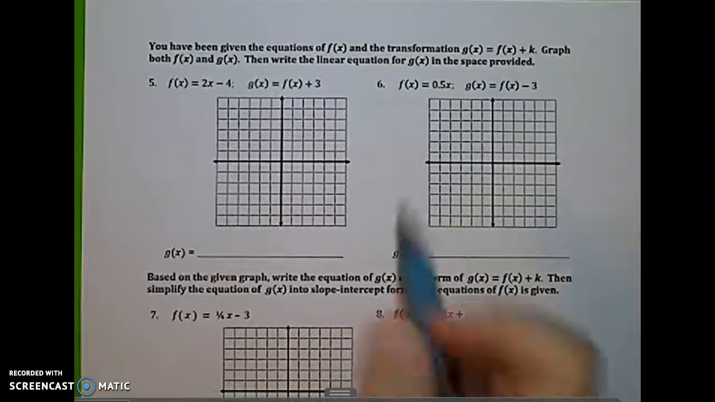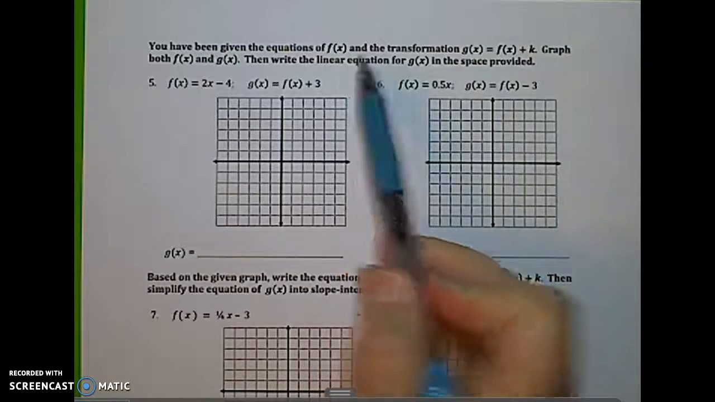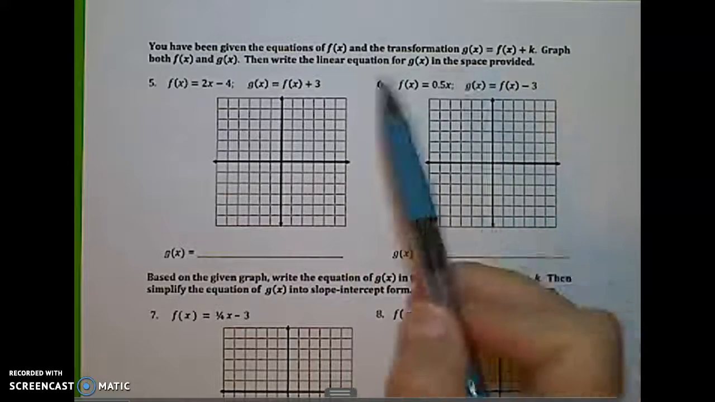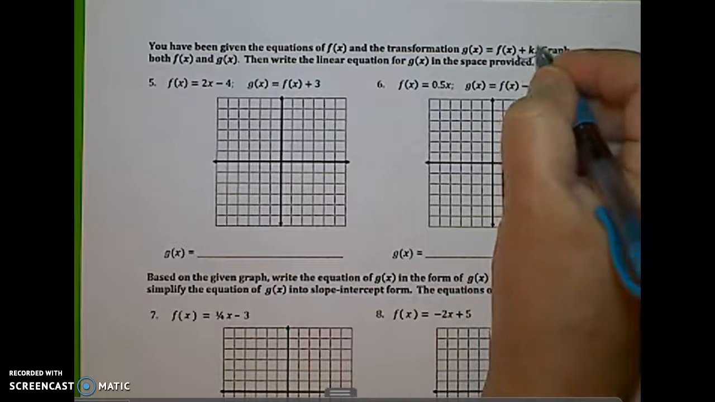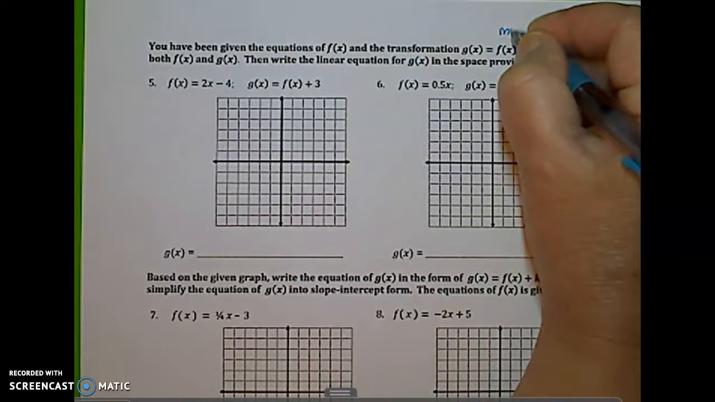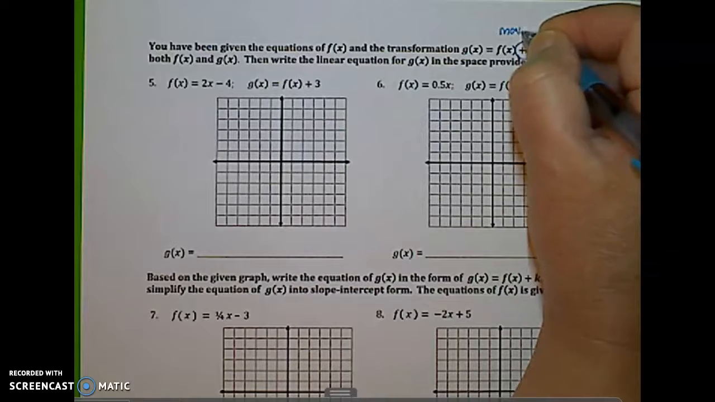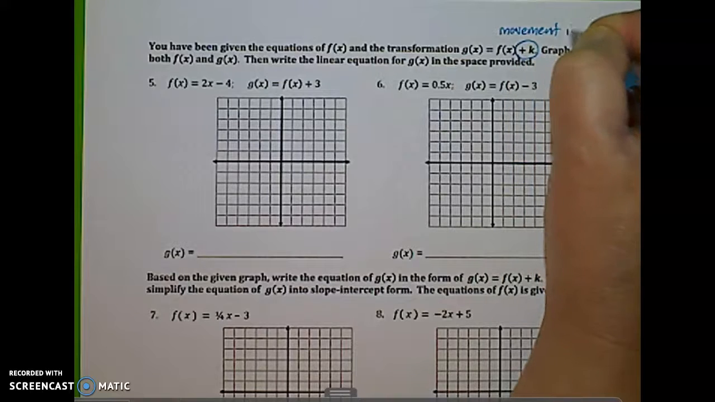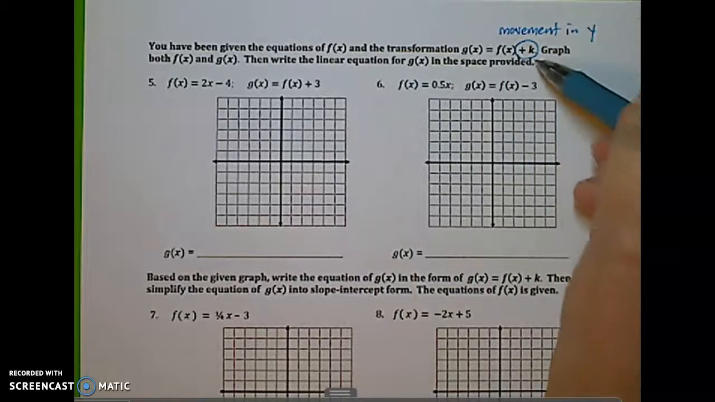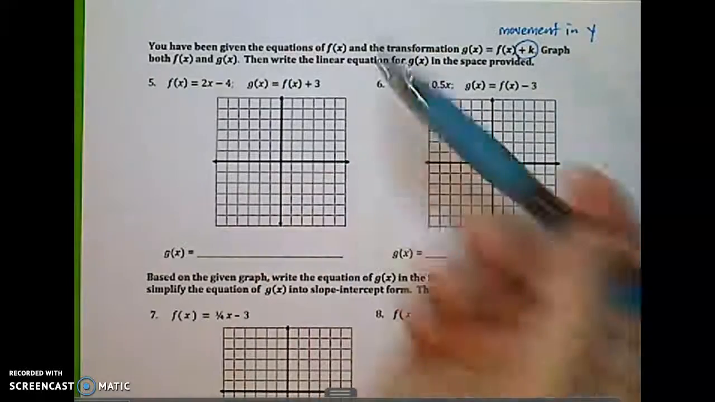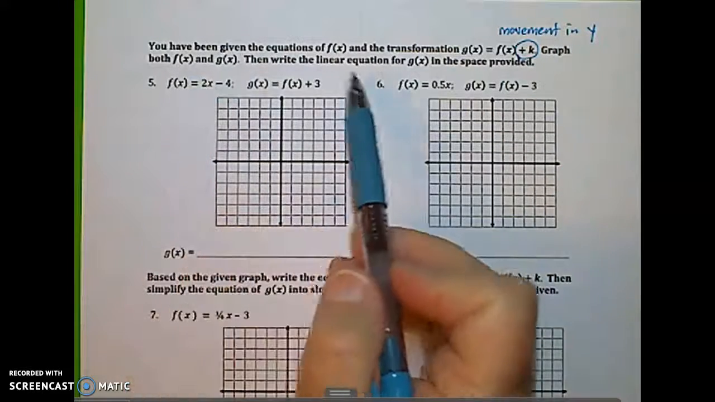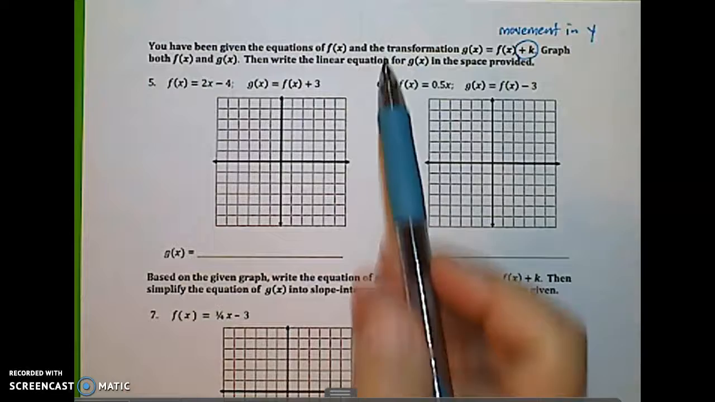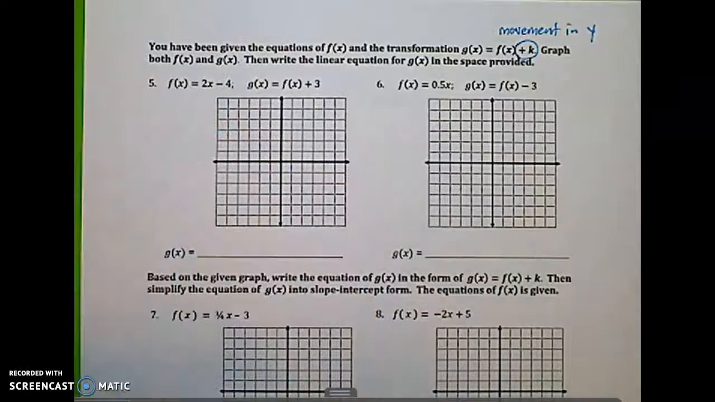Okay, so let's say you've been given the equation f of x and a transformation, which is shown as g of x equals f of x plus k. K is the amount that we move in the y direction. So if it's positive, it's an upward movement. If it's negative, it's a downward movement. They want us to graph both of these and then write a linear equation for g of x. So f of x is 2x minus 4.